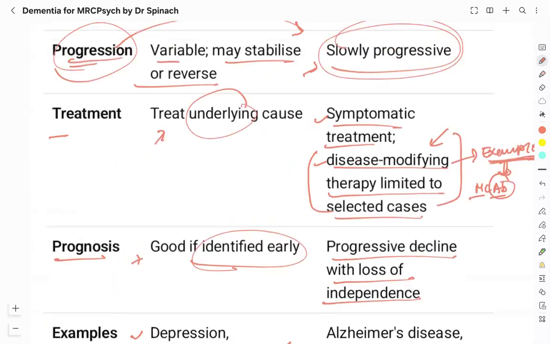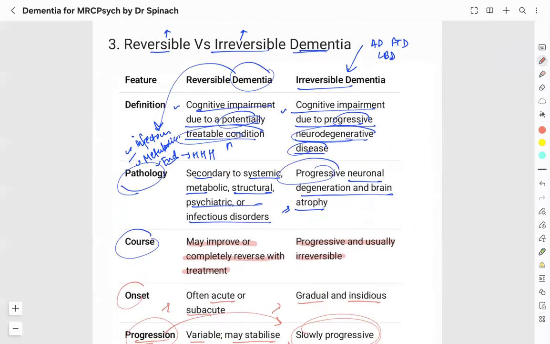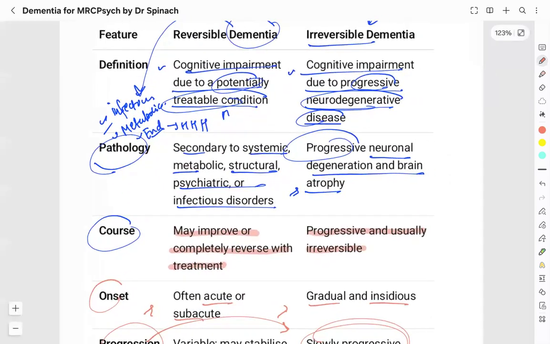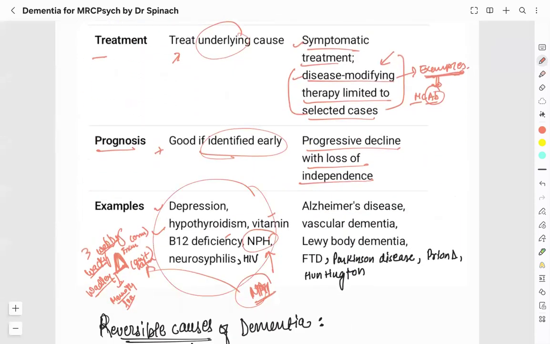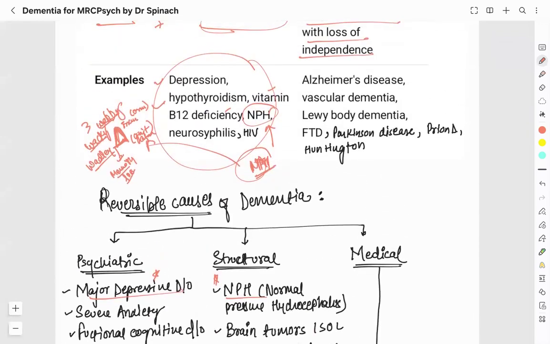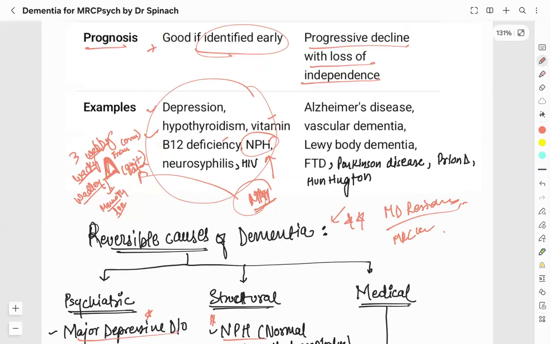Okay. So these are the differences between reversible and irreversible dementia. Reversible dementia is anything that is a secondary cause of dementia and can potentially reverse if you treat the condition. We will also discuss the reversible causes in detail, because this is important for MD residency exams outside of the UK, and also for the MRCPsych exam itself. Alzheimer's disease, vascular dementia, Lewy body dementia, FTD, Parkinson's, prion, Huntington, all of these come under irreversible causes of dementia.